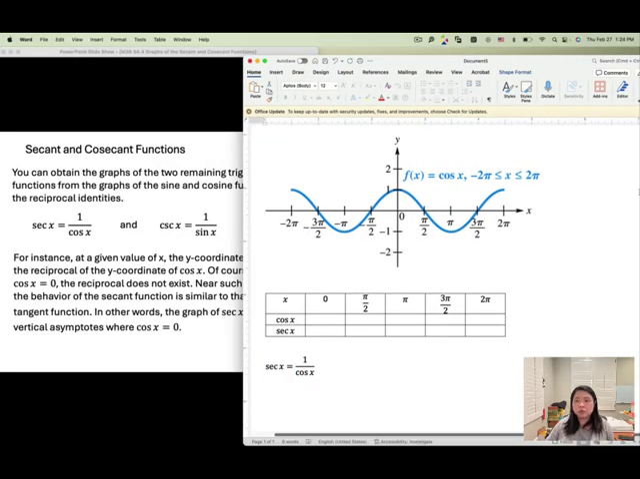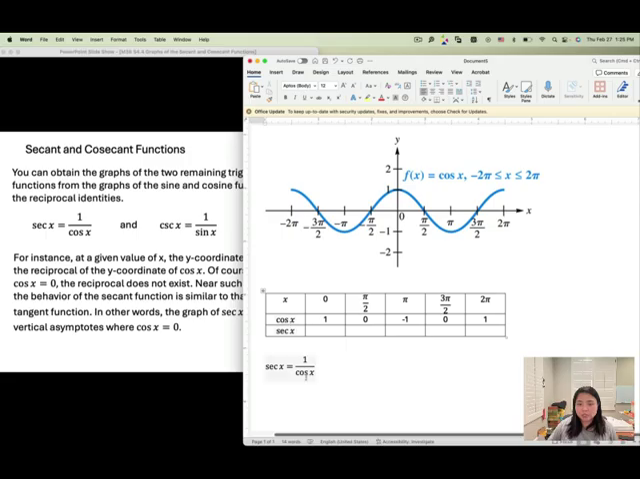From section 4.1, you learned how to graph y equals cosine x or y equals sine x. Let's look at this example: y equals cosine x from negative 2 pi to 2 pi. If I would like to graph y equals secant x, I will take advantage of this identity, so we could plug it in. When x equals 0, cosine will be equal to 1. When x equals pi over 2, cosine is going to be equal to 0. At pi, that will be negative 1, then 0, and 1.